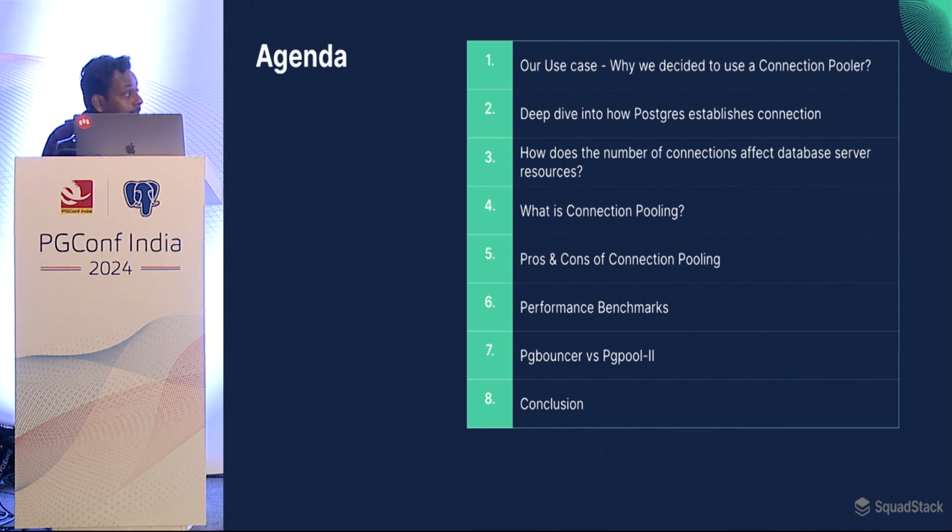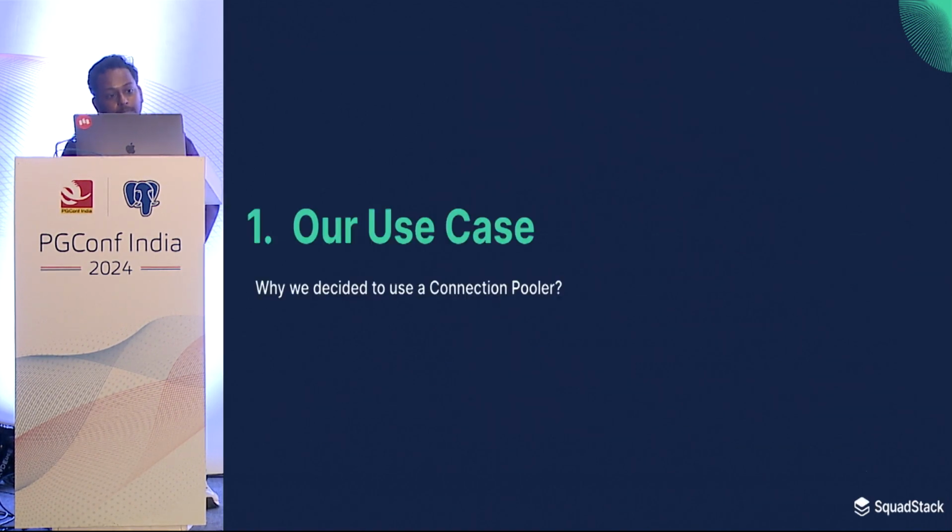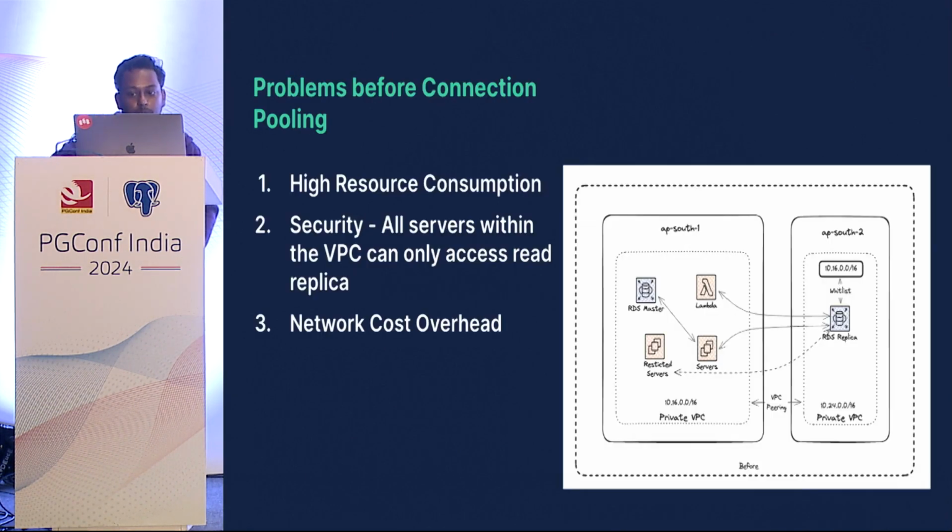Okay, let's move to our case study. Why we decided to use a connection pooler. So, this is our simple architecture. As you can clearly see, we have a single master node which is in one region, and we have a separate replica in a different region, and we have n different servers and n lambdas to access that read replica across regions.